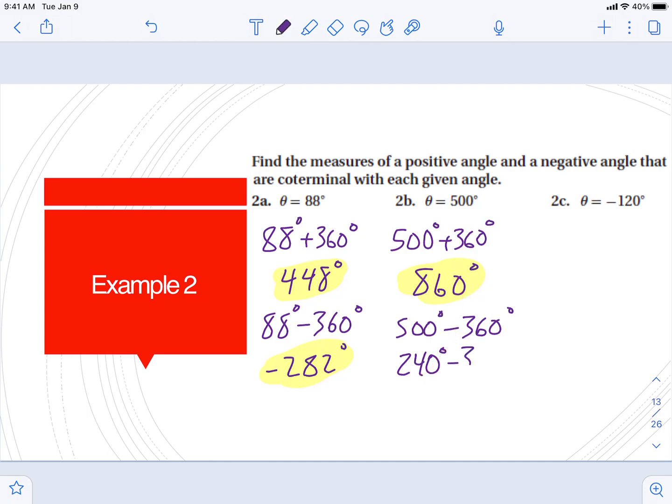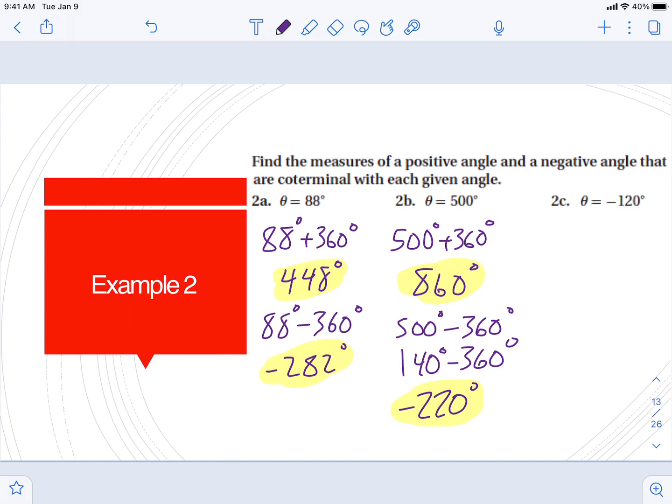But to find a negative one, I have to subtract 360 again. Oh, and that should be 140, not 240. So I have to subtract 360 again, and that gives me negative 220 degrees. Now I've got a negative coterminal angle, a coterminal angle that is also negative.